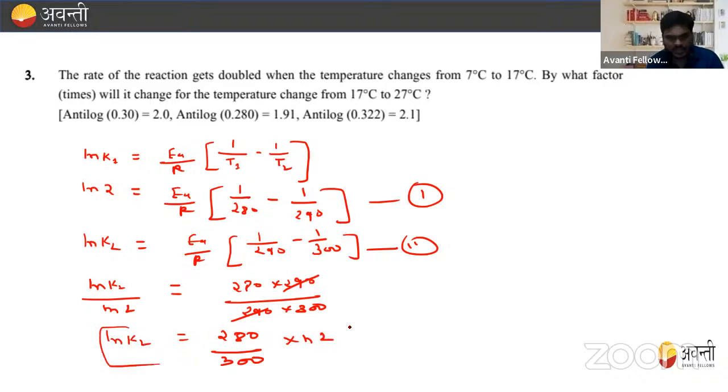So we'll easily calculate. This is a very simple question, right? K2 comes out to be 1.91. So by what factor will this increase? By a factor of 1.9. I hope this is clear to you. Got it? Good. This is a very simple question and it is totally based upon the activation energy. Right? So this is the fact.